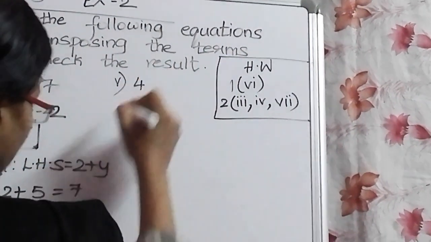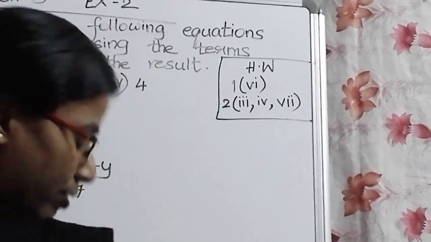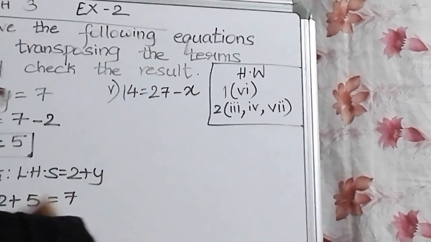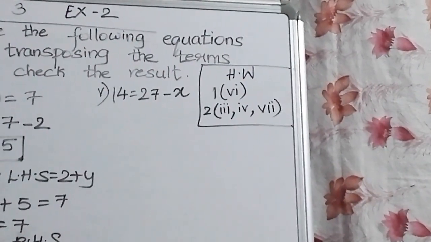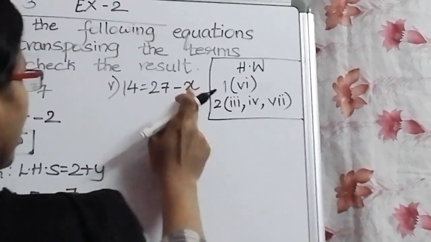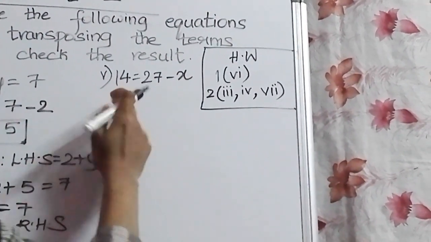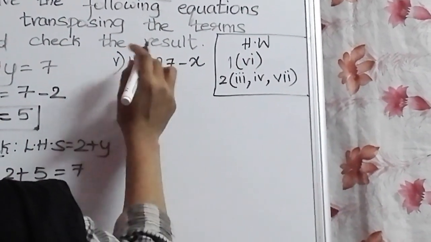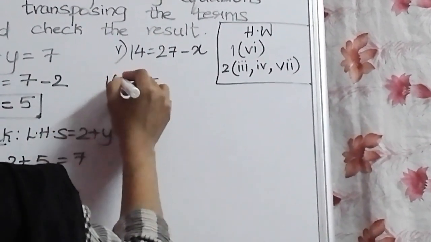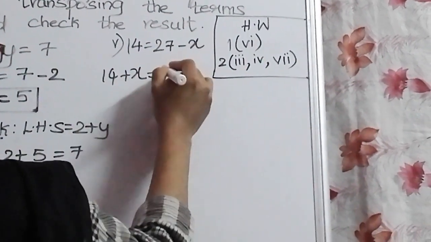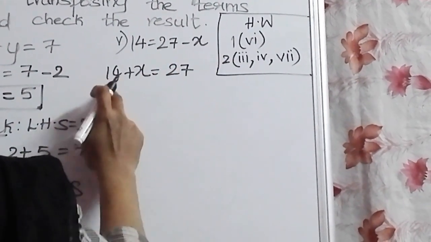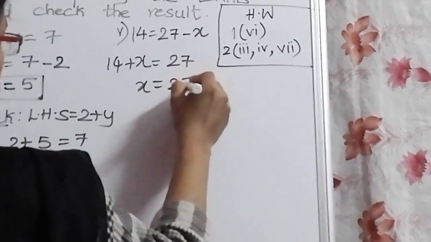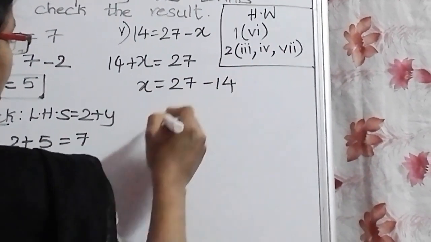The question is 14 is equal to 27 minus x. 14 is equal to 27 minus x. Now this minus x, if it is coming to this side, what happens to that? It is going to become plus x. Now this 14 plus x, and this is equal to 27. Now take this 14 to the other side. x is equal to 27 minus 14.